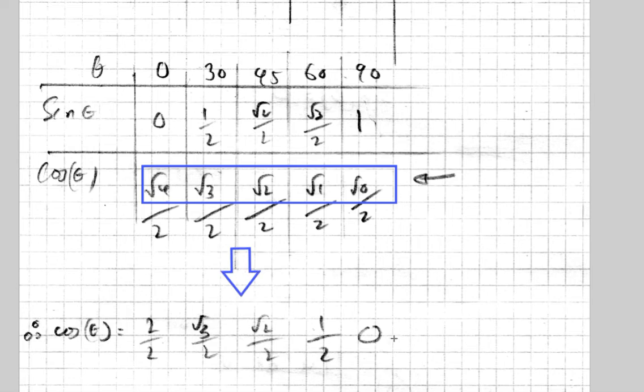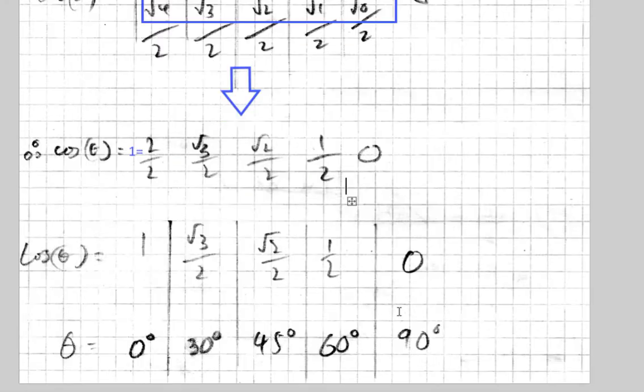So first of all, root 4 is 4. So again, this is a circumstance where you have 2 divided by 2, which would give you the concept of 1 as your answer here. And then you have root 3 over 2, root 2 over 2, 1 over 2 for 60 degrees this time relative to 30, and 0 at 90 degrees.